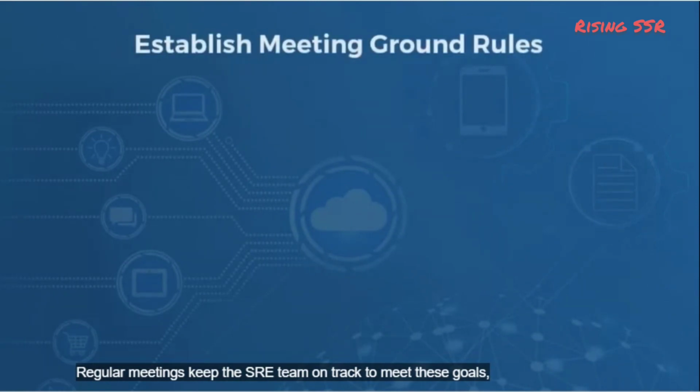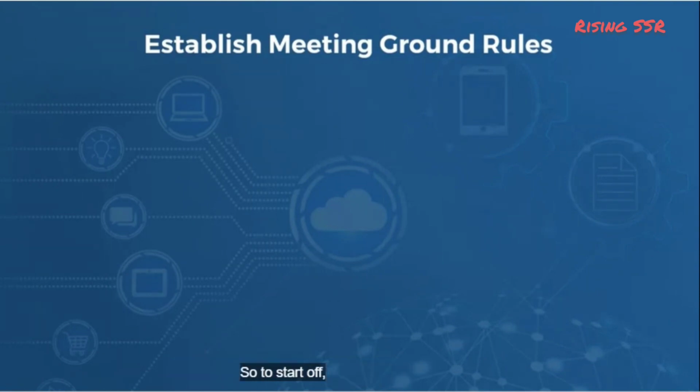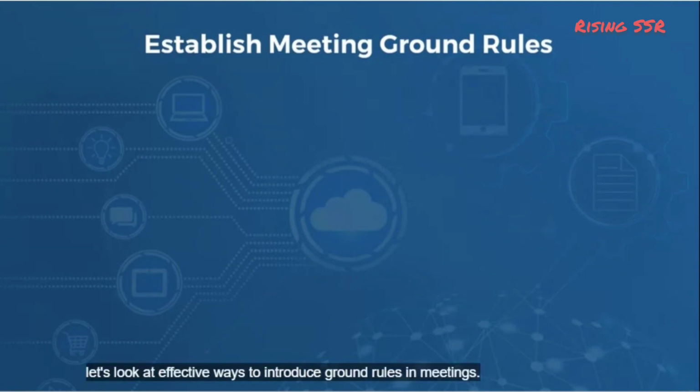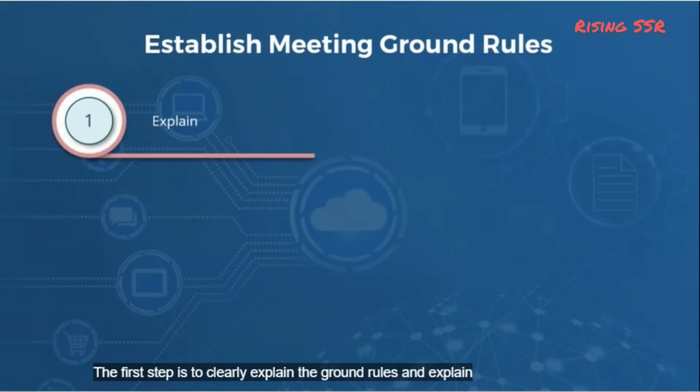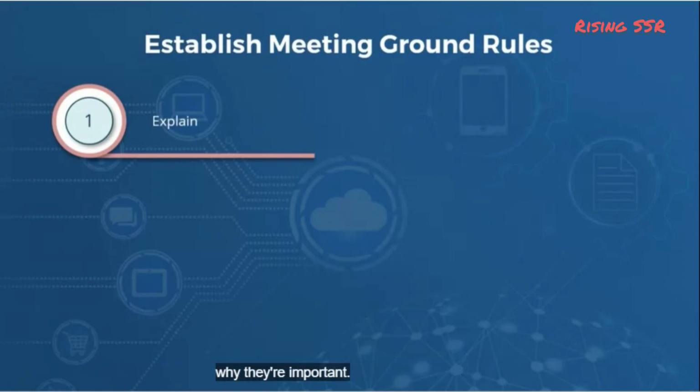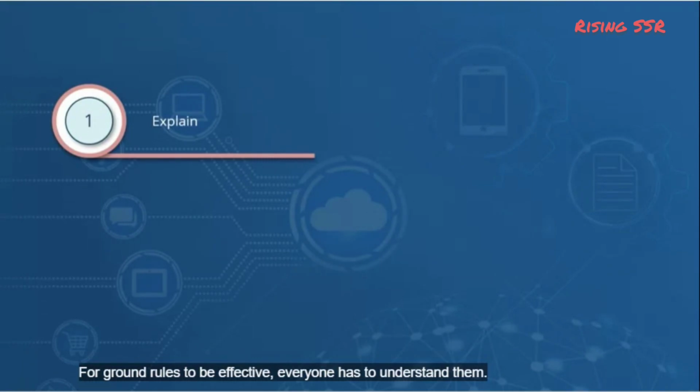Regular meetings keep the SRE team on track to meet these goals, and these meetings need to be effective. So to start off, let's look at effective ways to introduce ground rules in meetings. The first step is to clearly explain the ground rules and explain why they're important. For ground rules to be effective, everyone has to understand them.